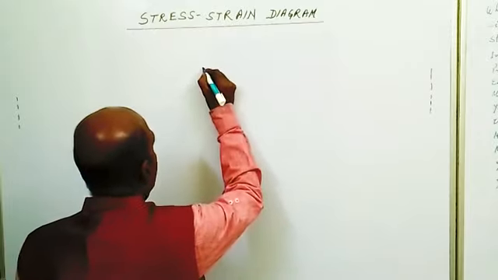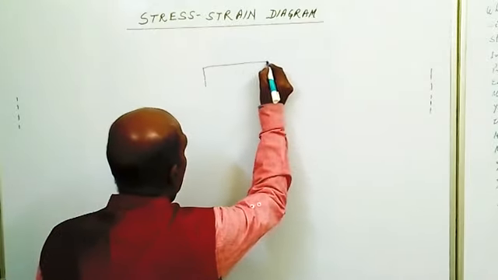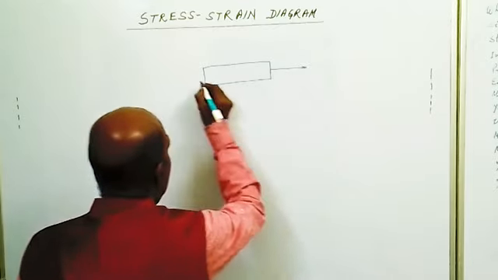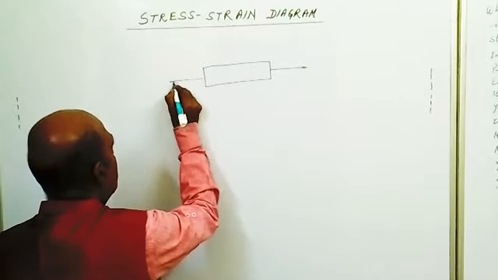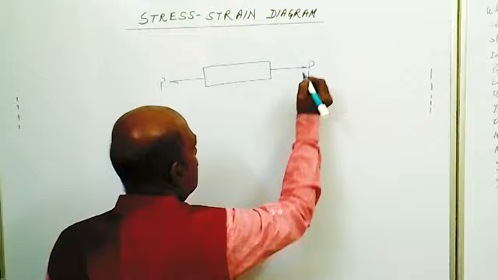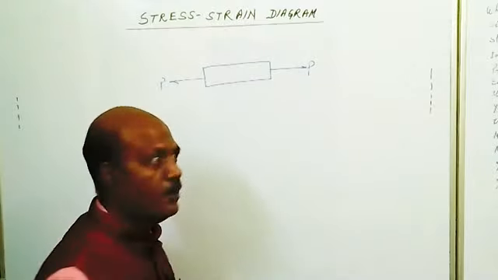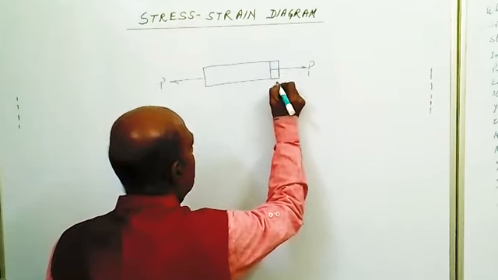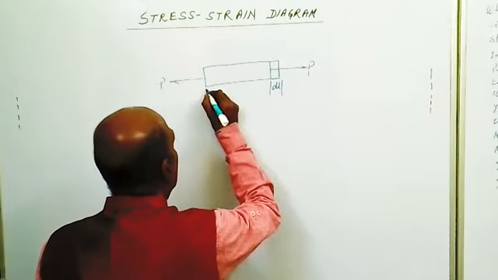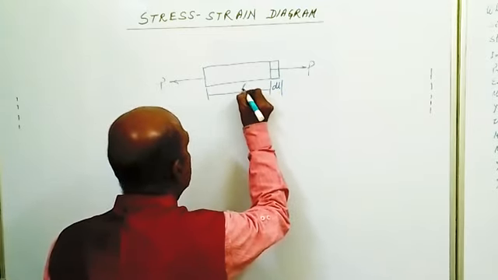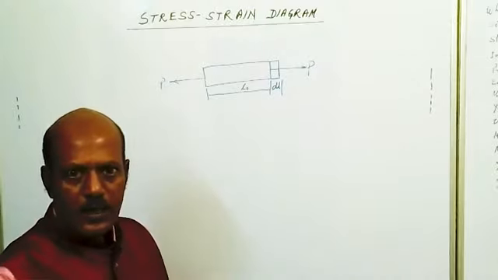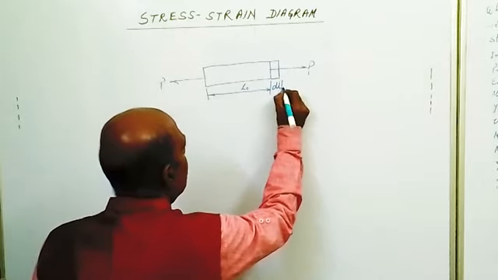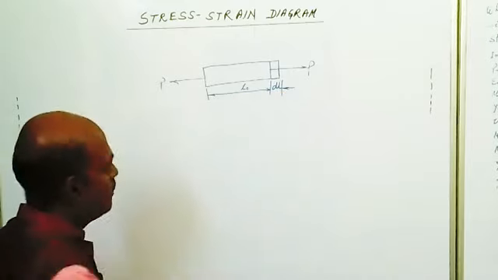For the time being, consider a body under tensile load. Once the load is applied over the body, say P is the tensile load, some deformation will take place. This is the deformation dl produced for a length of say L0. L0 is the original length or gauge length of the body, and dl is the extension produced in the body under load P.